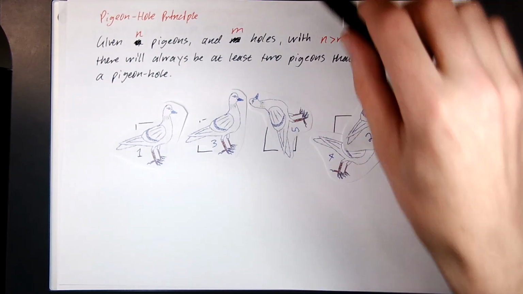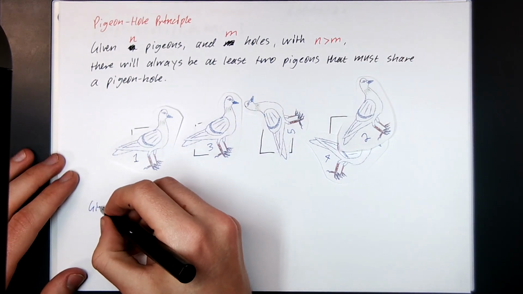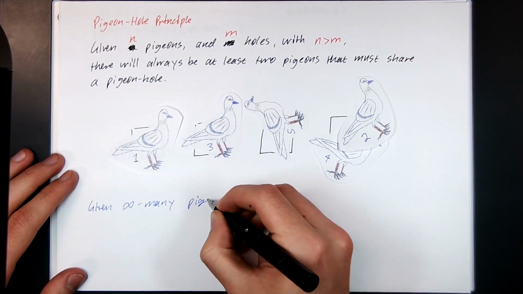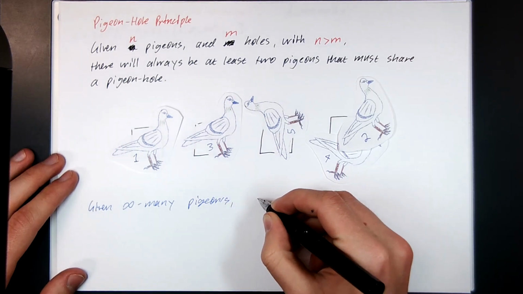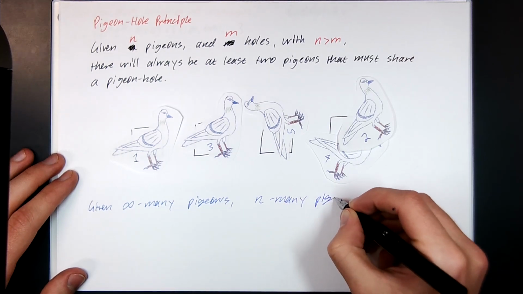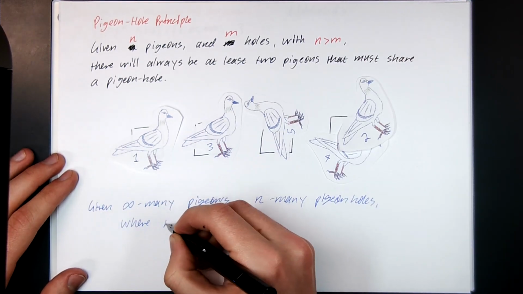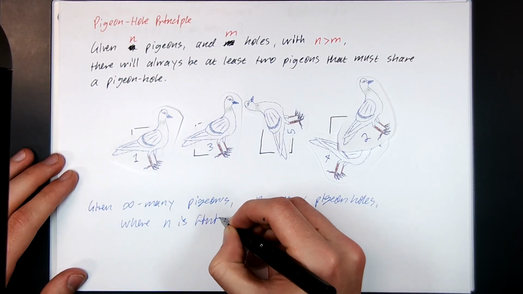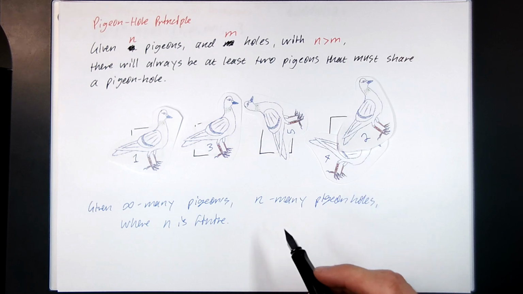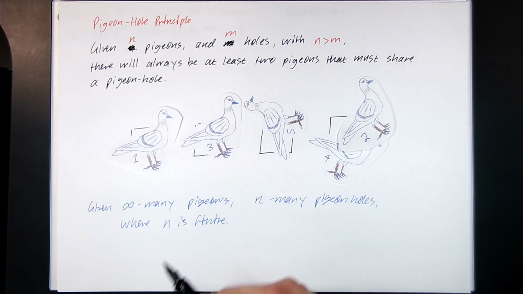And this principle is going to extend if there's infinitely many pigeons. So the principle we care about is: given infinitely many pigeons and n many pigeonholes, where n is finite, we're going to get the exact same problem, right? There's going to again be at least 2 pigeons that share. In fact, there's going to have to be infinitely many pigeons that share, but there's definitely going to have to be at least 2 that share.